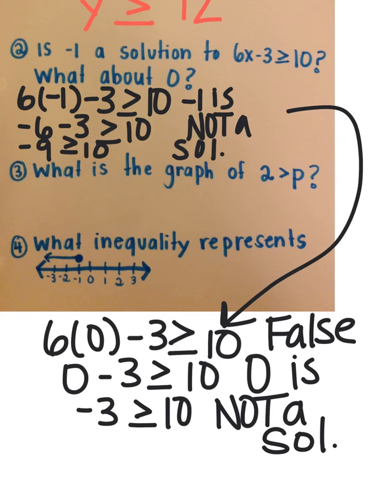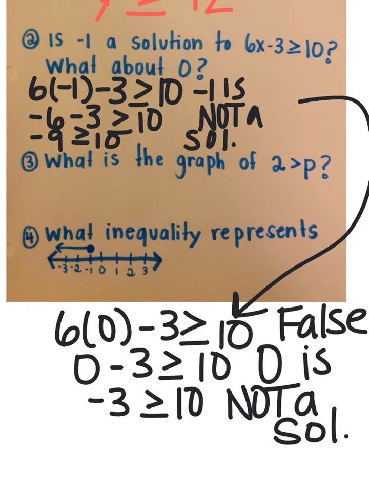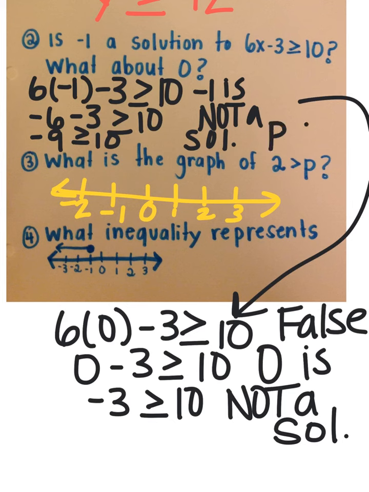All right, let's look at number 3. What is the graph of 2 is greater than p? So here we're just going to do our number lines. Okay, 0, 1, 2, 3, include some negatives. Okay. Because 2 is greater than p, I can also write that as p is less than 2.